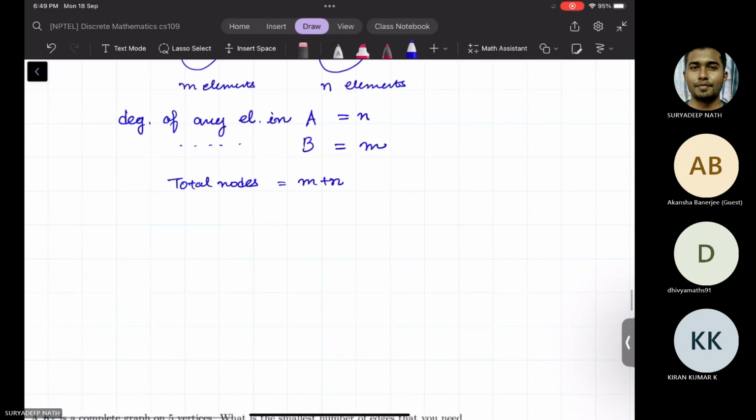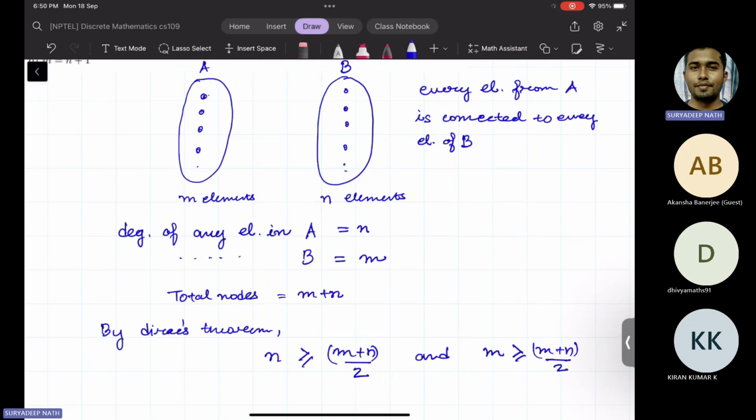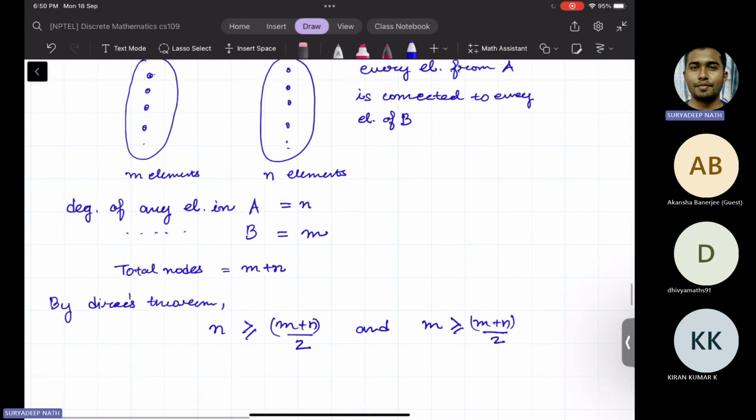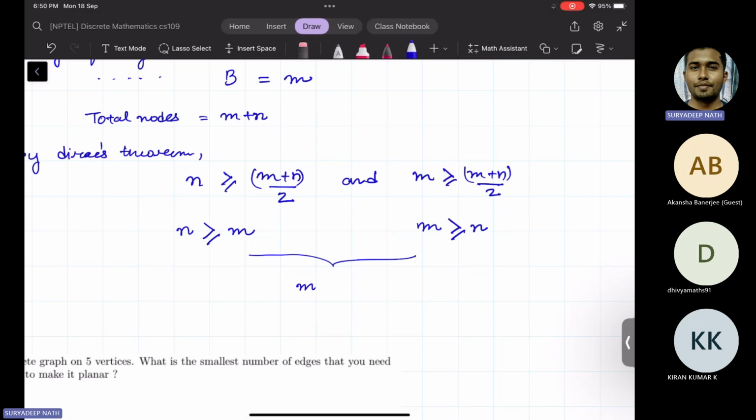Now by Dirac's theorem, n should be greater than or equal to m plus n by 2, and m should be greater than or equal to m plus n by 2. So this is your total number of nodes m plus n, and every element in B should have degree at least half of the total number of elements, and similarly every element in A should have degree at least half the total number of elements. So from here you get n should be greater than or equal to m, and here you get m should be greater than or equal to n. So combining these two we get m equals n.